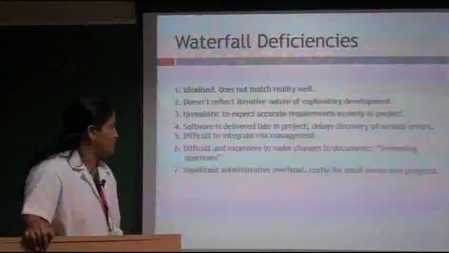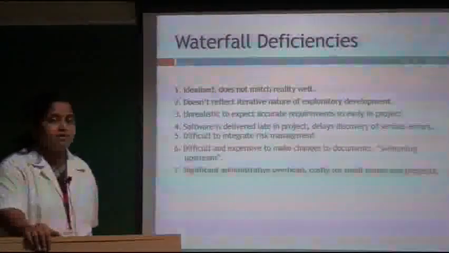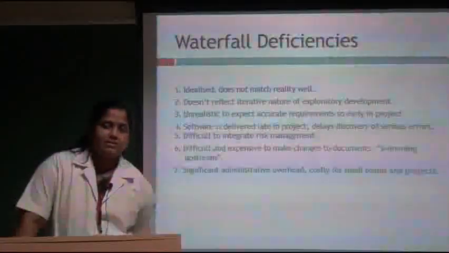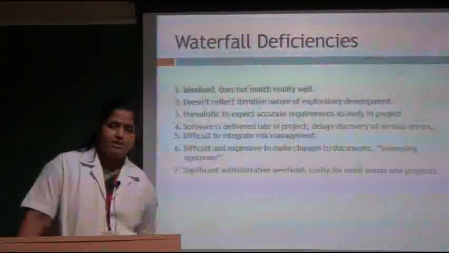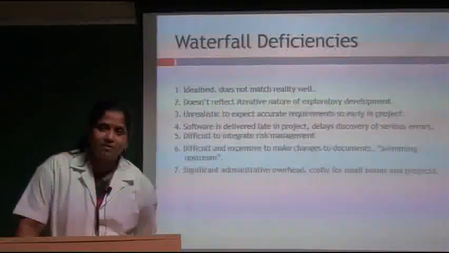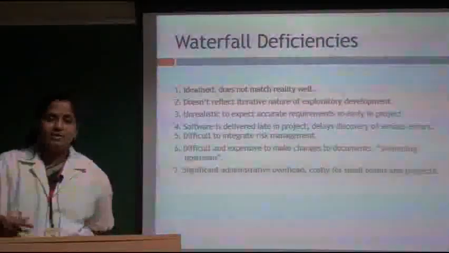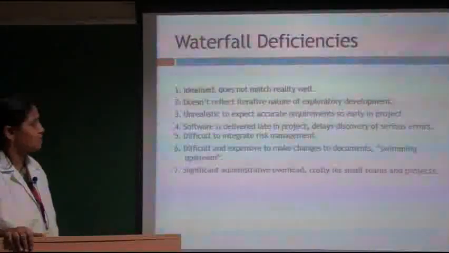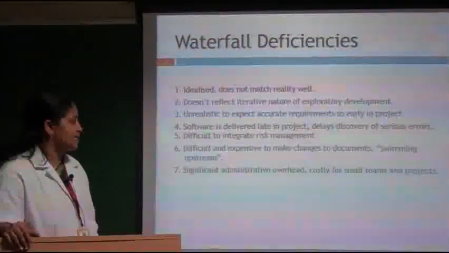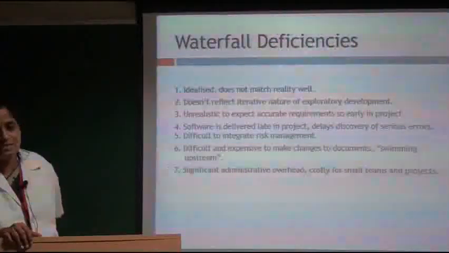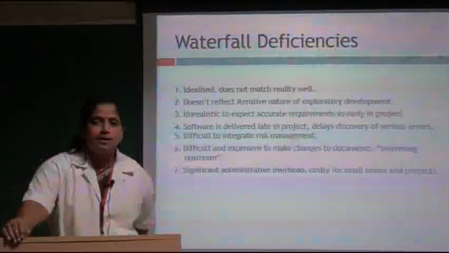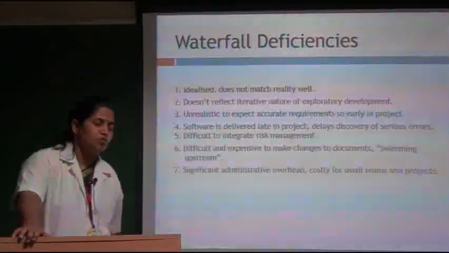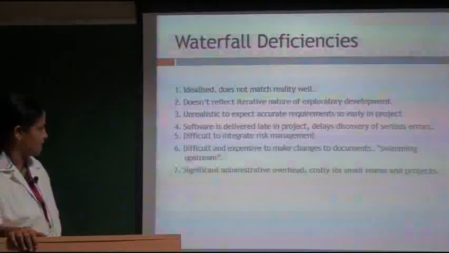One more problem is that it is delivered late, and this delays discovery of serious errors. Suppose the project should be delivered within 3 years or 36 months. If it is delayed, the cost will become multiple. So a series of errors will occur. It is difficult to integrate risk. There is no chance of covering up the risk. In this model, we are not talking about any risk exposure, so there is no provision to integrate risk management.